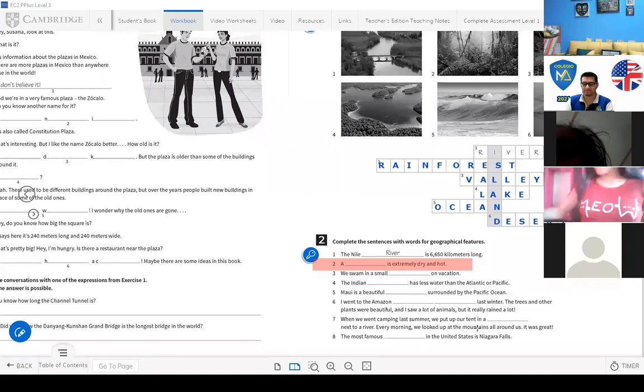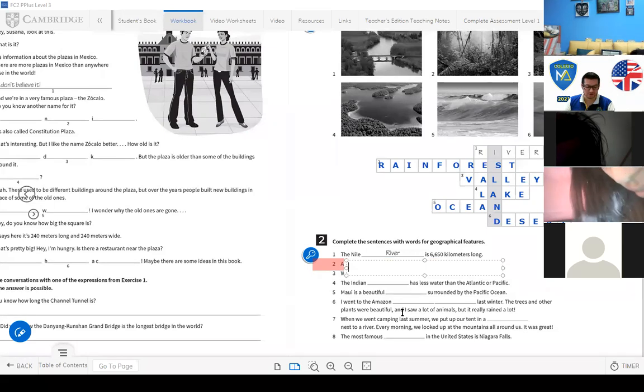What? You don't know? Ventura, what do you think it is? A desert? Yes, that's right, that's correct. No, a desert is extremely dry and hot.